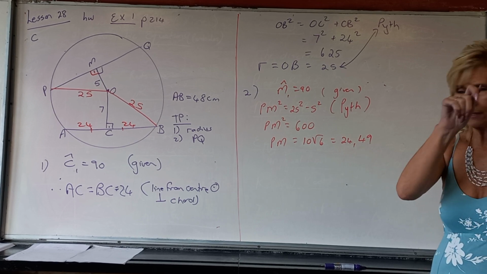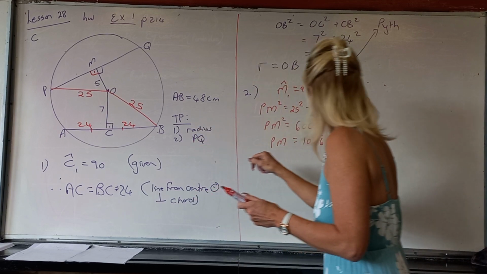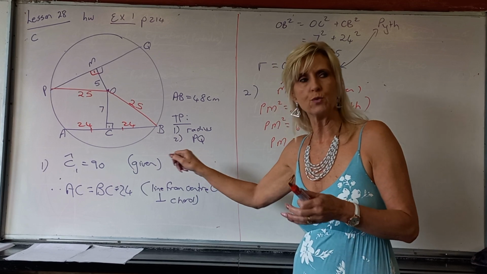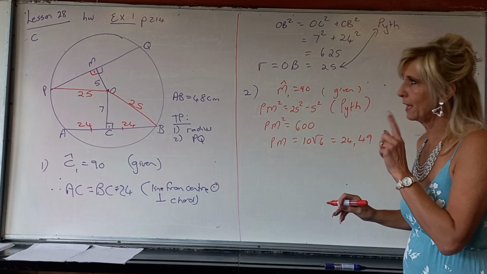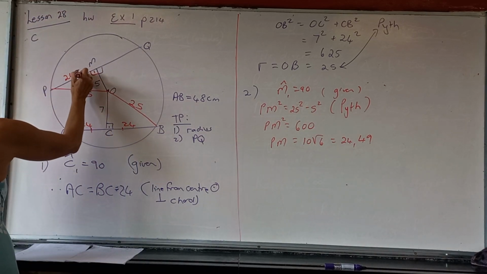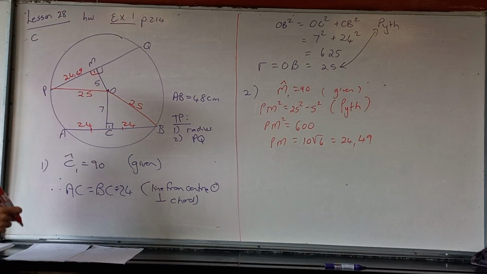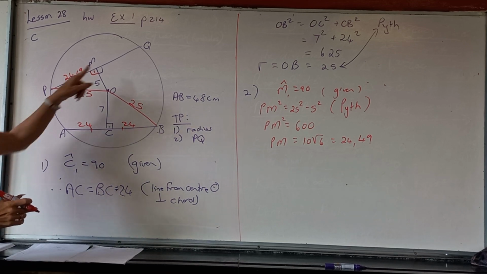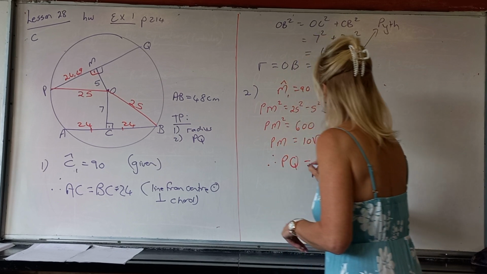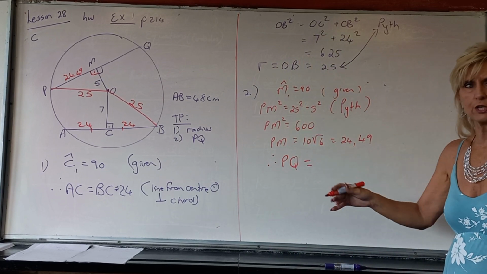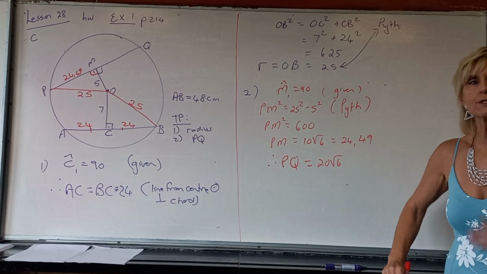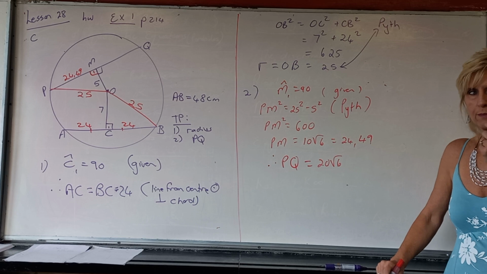No. If you highlight, what did they ask me? PQ. Oh no, I only did PM. Do you hear what I'm saying? Yes. If you make sure you've answered the question, you would say, I haven't. I've got PM equal to 24,49, or 10 root 6. Doesn't matter which one you want to use. So how do I know what the whole length is? Times 2. PQ would be twice that. If you want to write it, it's fine. Or if you just want to give the answer, that's fine. If you want to write 20 root 6, is that also fine? Yes. Are you with me?